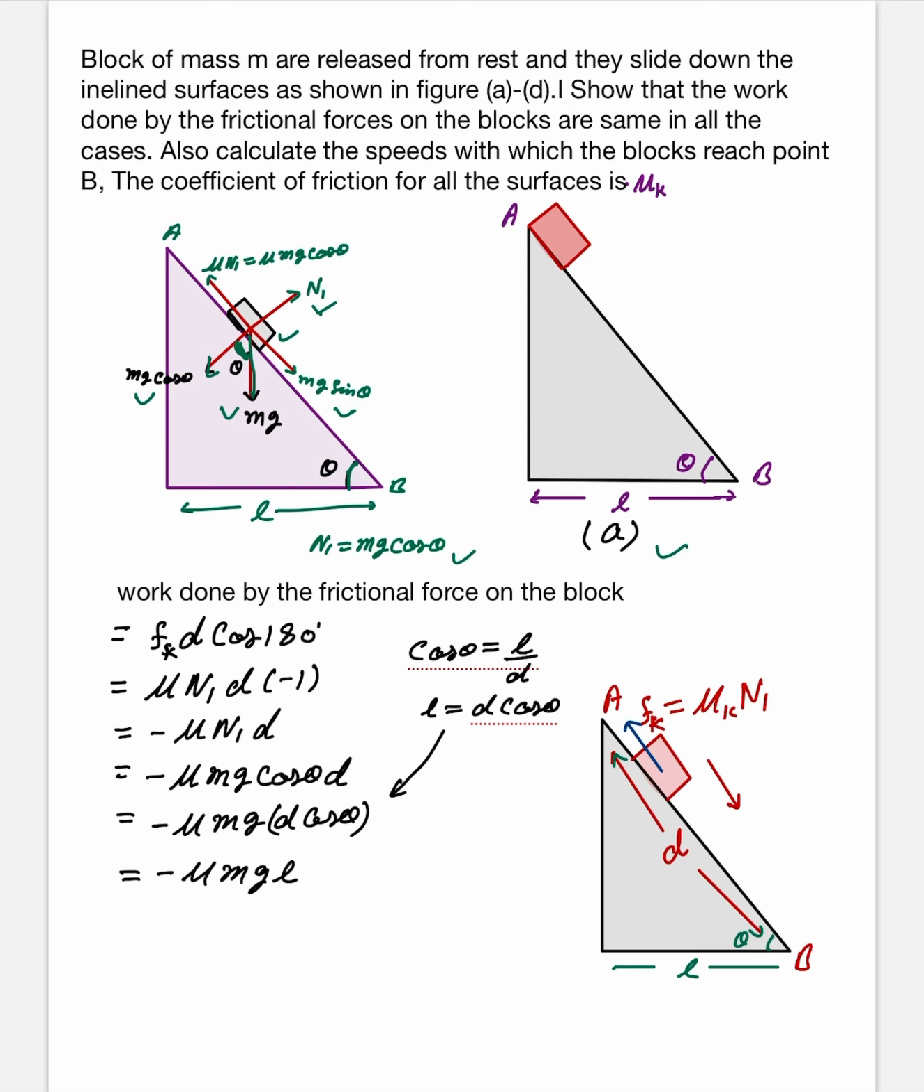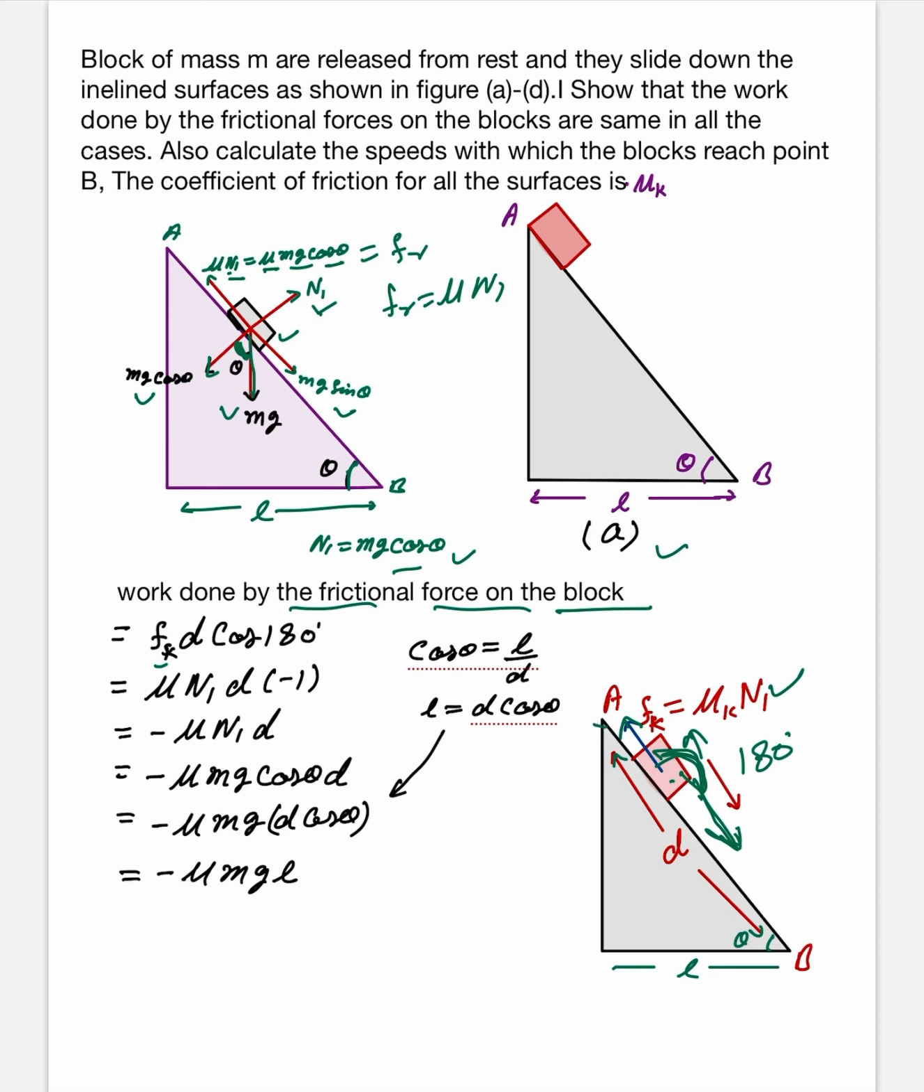And I know that the frictional force Fr equals mu into n1. N1 is mg cos theta, so Fr is mu mg cos theta. Clear or not? Because Fr is mu into n1. So we focus on our motto: the frictional force direction is upward, but the block is going downward, so the angle between these two is 180 degrees.